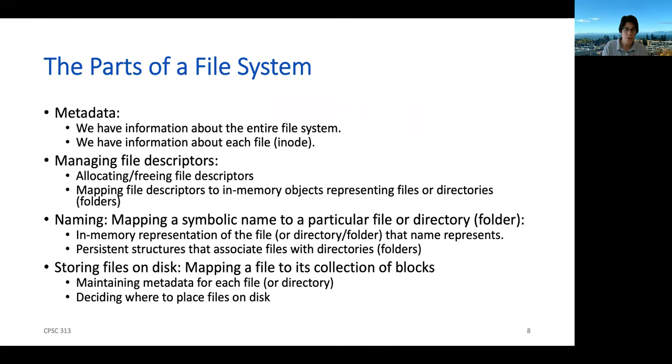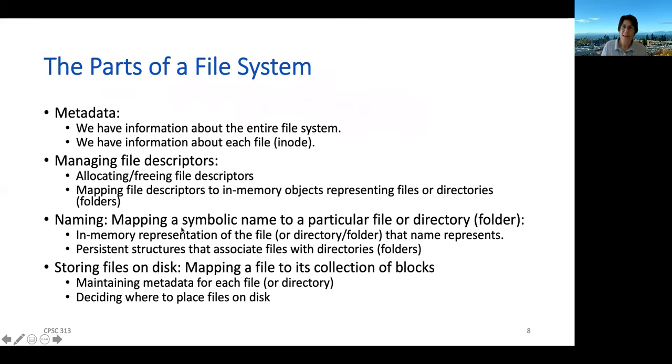On the file descriptor side, we have some table that holds file descriptors, and we have code that allocates and frees them. And then we also have some way of mapping those file descriptors to these in-memory objects that we call vnodes. Okay, and a vnode can represent a file or it can represent a directory, and we use the term directory and folder interchangeably. Directory is sort of the historical file system term. Folder is the metaphor that's introduced with the desktop, and so those really mean the same thing.